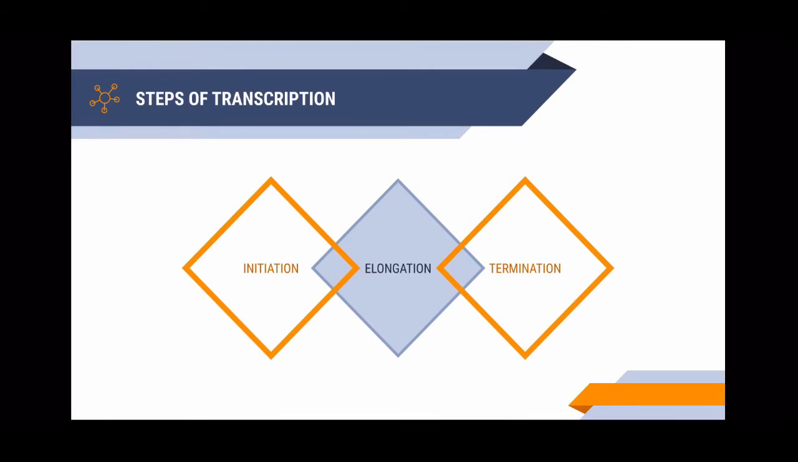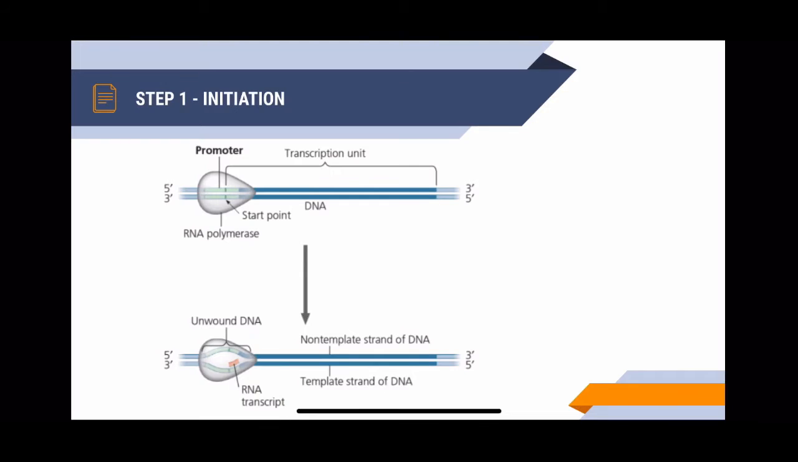Transcription is split into initiation, elongation, and termination. In initiation, RNA polymerase binds to the promoter, the DNA sequence where transcription is initiated. The DNA strand begins to unwind, and polymerase initiates RNA synthesis at the start point on the template strand. The stretch of DNA that is ultimately transcribed into an RNA molecule is called a transcription unit, which begins at the promoter and extends several dozen nucleotides upstream.